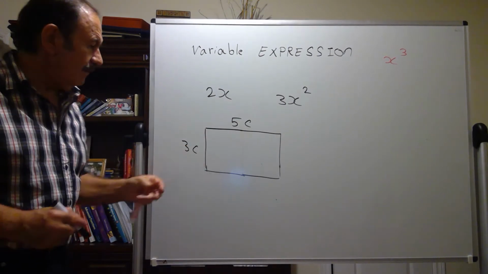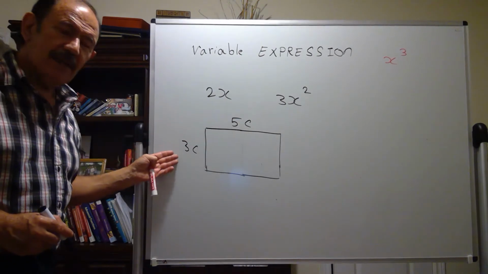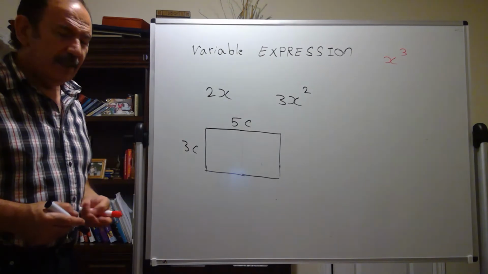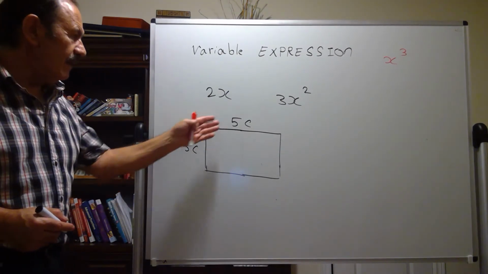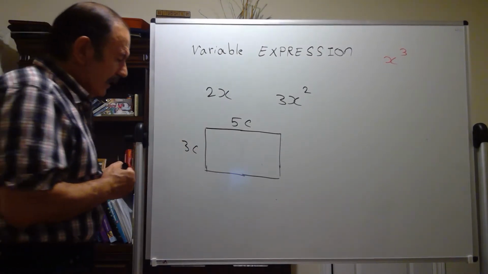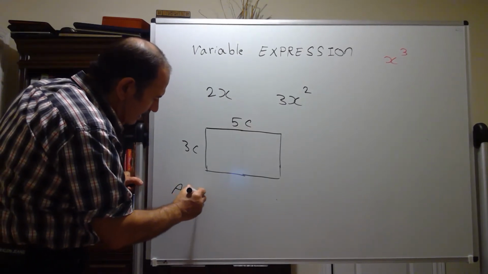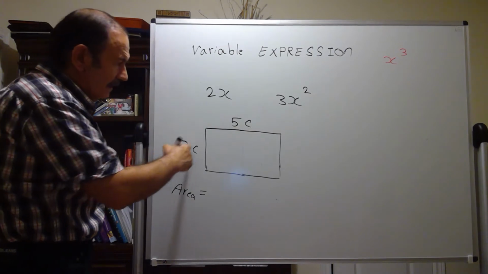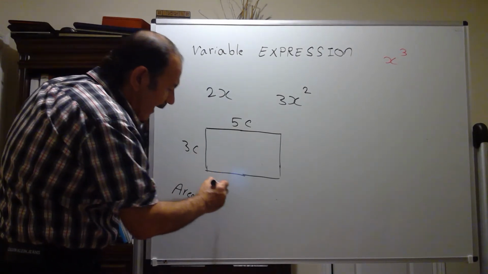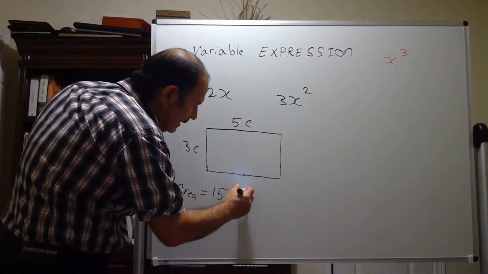What is the area of this one? 5 centimeters times 3 centimeters. The area of the rectangle is the length times the width. 5 times 3, the area is going to be 15, and the unit is centimeter square.